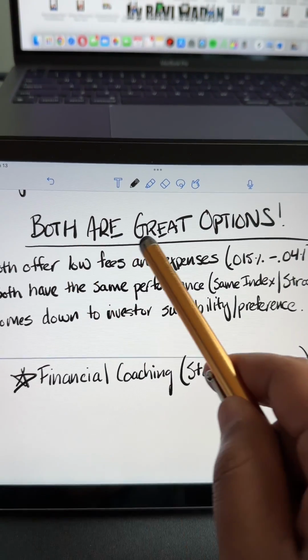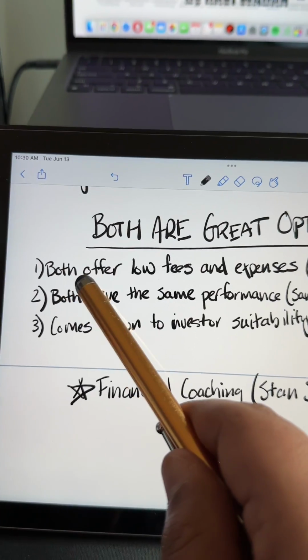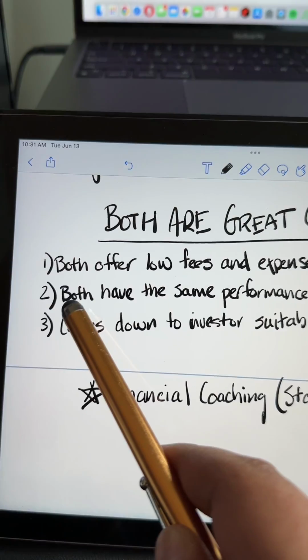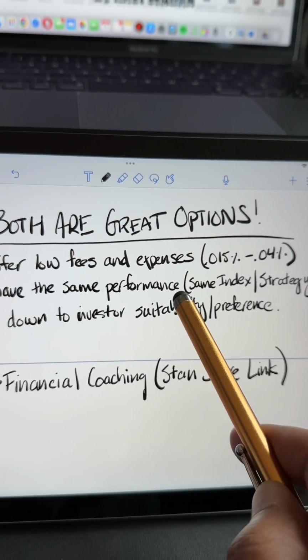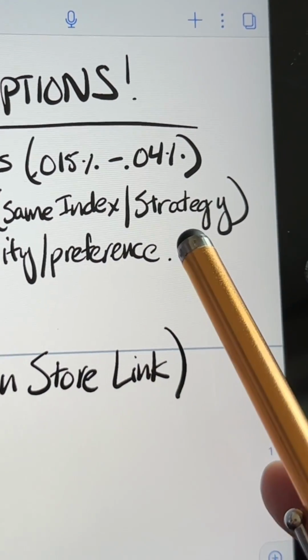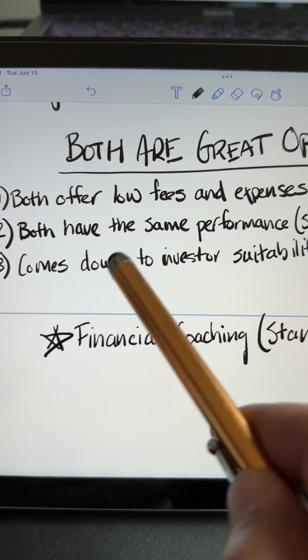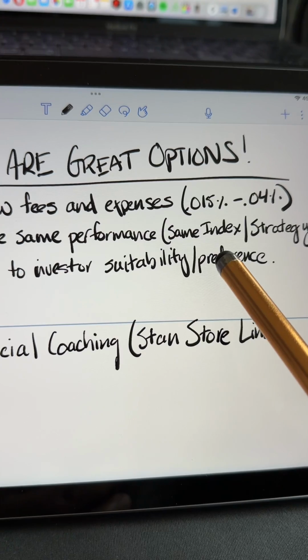But at the end of the day, both are great options. They both offer low fees and expenses, and whether you invest in the mutual fund or the ETF, they both have the same performance, assuming they're tracking the same index and using the same strategy. At the end of the day, it really comes down to investor suitability and investor preference.